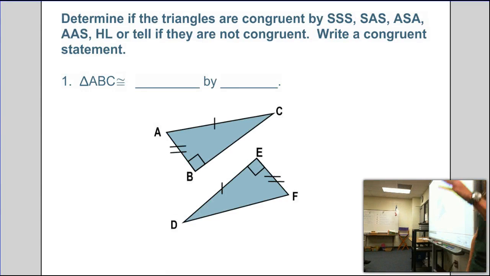So now you've got 5 postulates to choose from: side, side, side; side, angle, side; angle, side, angle; angle, angle, side; and HL. What do you think, guys?